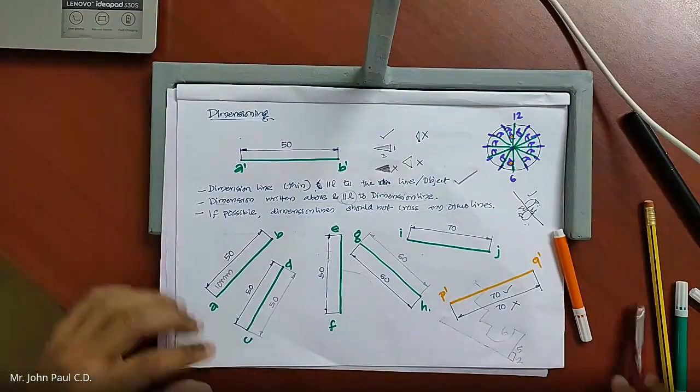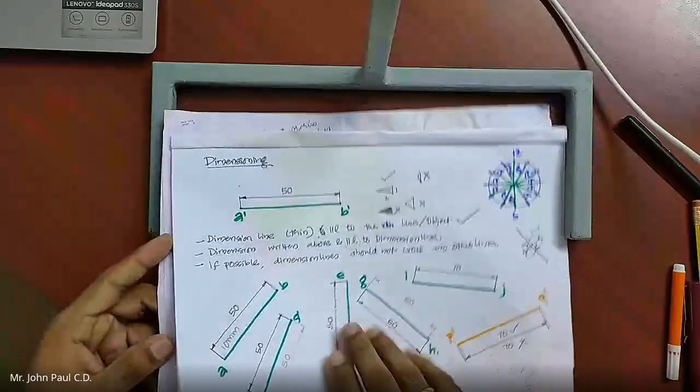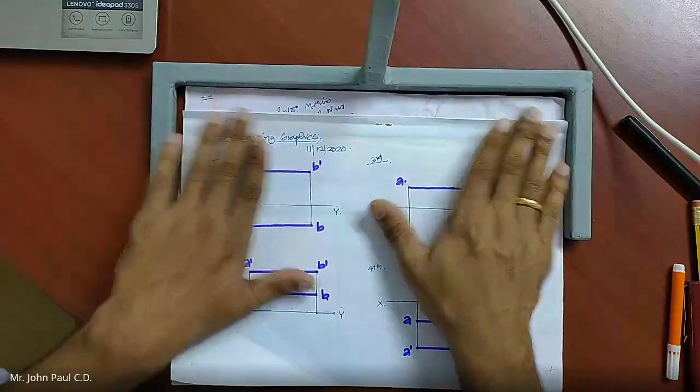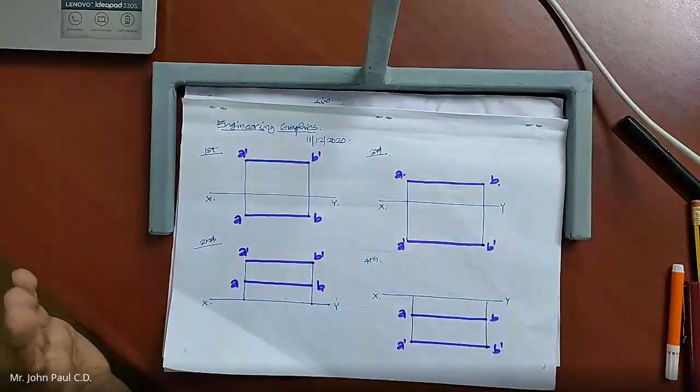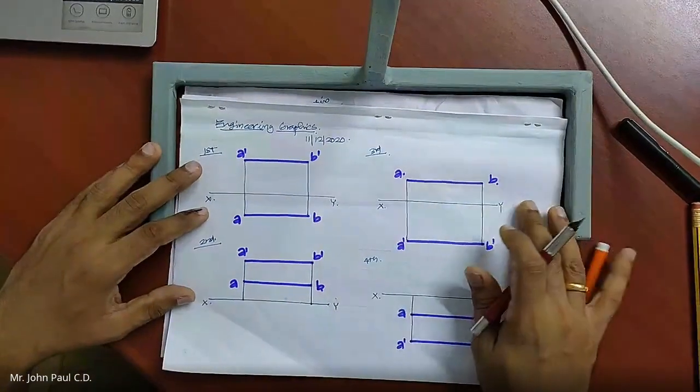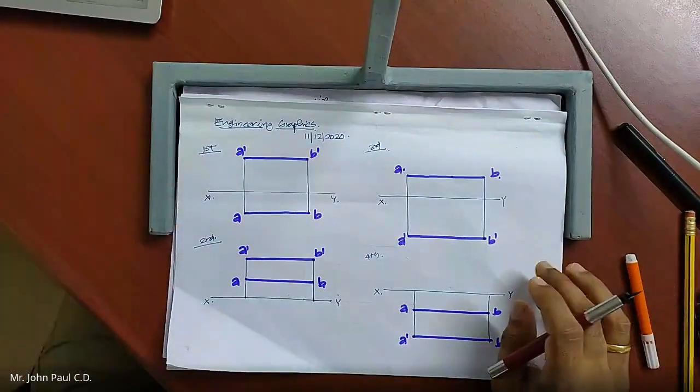Are you getting it? Yes, sir. So now we will mark the dimension. You will also mark the dimension of the previous problem. Okay. So I will show how to mark the dimension. Here in this problem, how many dimensions do we have to mark?